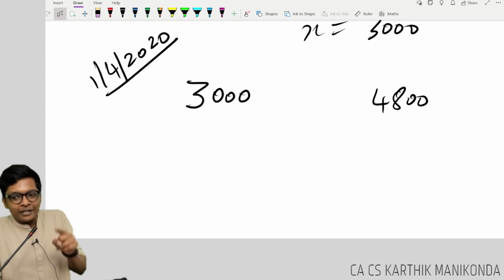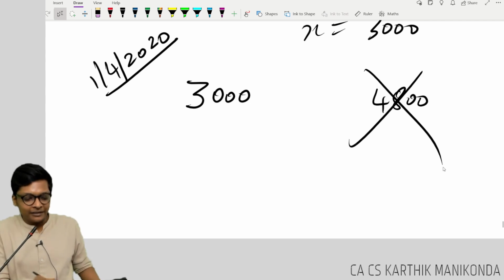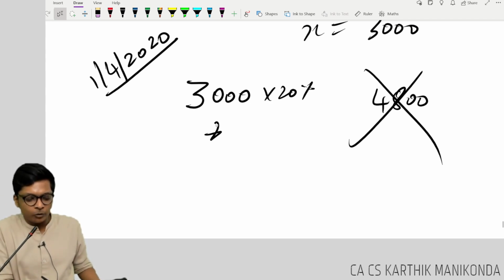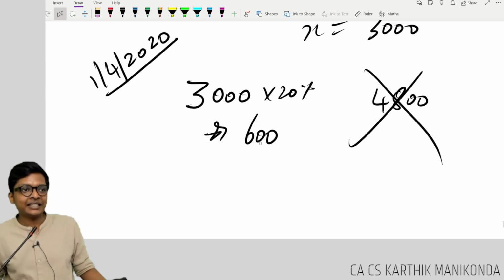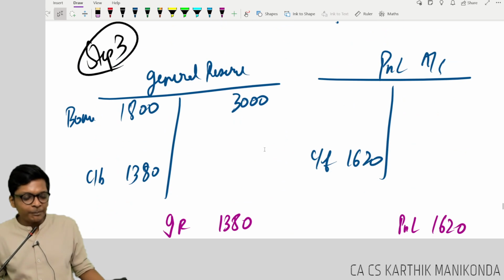On that day, bonus was not yet made. That means you will not take 4,800. I will take into 20%. Opening, how much? 600 is my dividend. Now 600 I will reduce from P&L or general reserve.